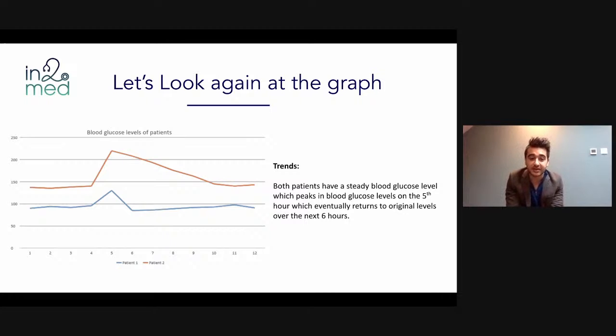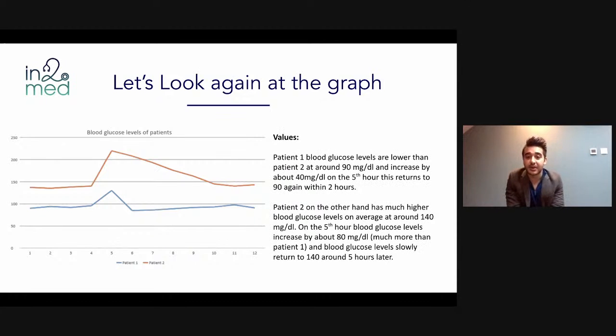And you could also say the first patient, patient 1, the orange line, always has a higher blood glucose than patient 2. That's the general trend. After you've done that, now give specific values. So the patient 1 glucose is lower than patient 2.